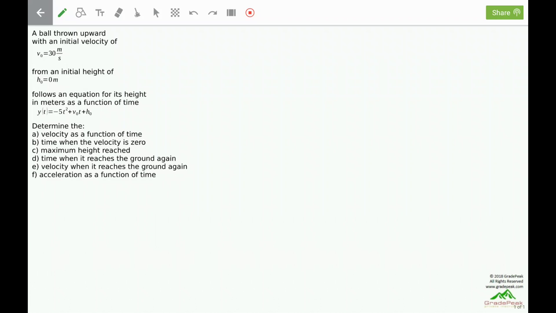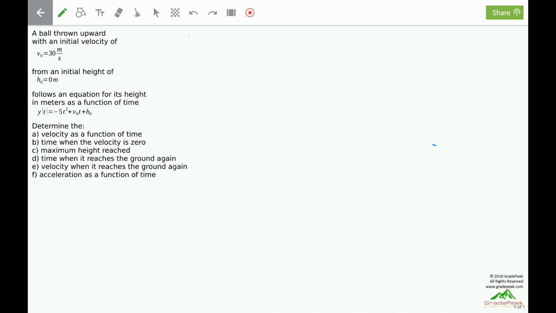A ball thrown upward with an initial velocity of v naught equals 30 meters per second from an initial height of h naught equals 0 meters follows an equation for its height in meters as a function of time, y of t equals negative 5t squared plus v naught t plus h naught. Determine the parts a through f.